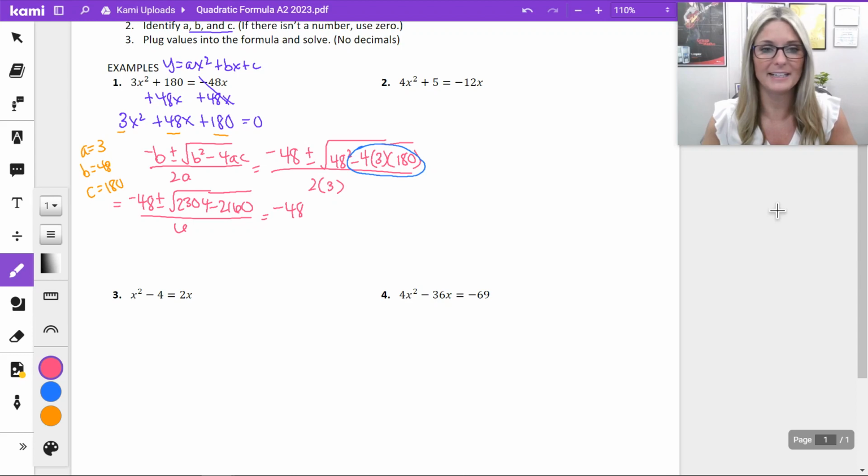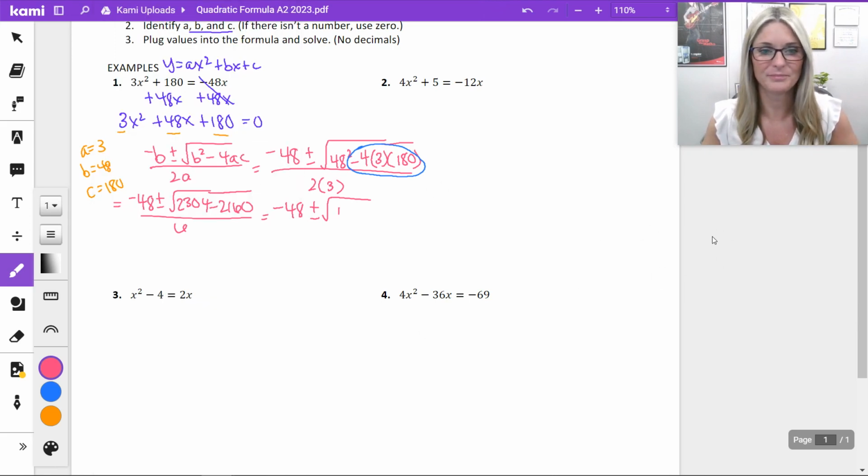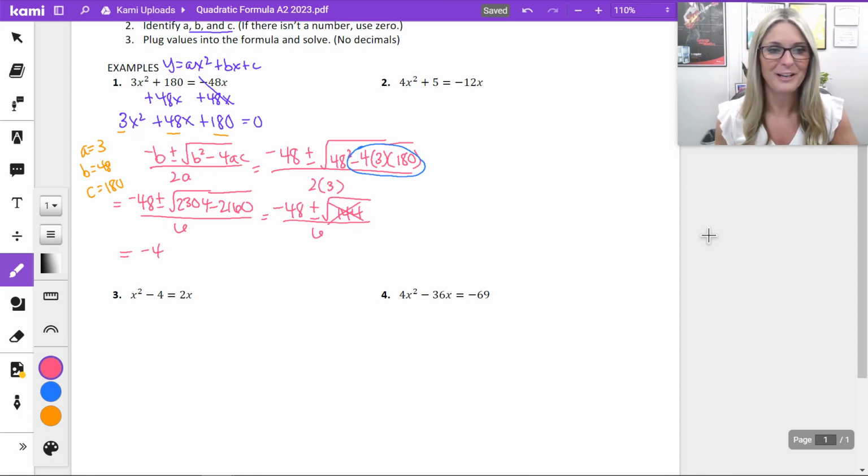We've got negative 48 plus or minus the square root of, what is 2304 minus 2160? We get 144, and I'm actually really loving that number, divided by 6. Why do I love the square root of 144? Because it's 12. Happy old 12. Negative 48 plus or minus 12 divided by 6. I'm seeing the home stretch.